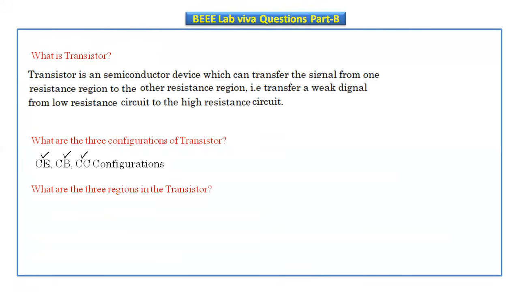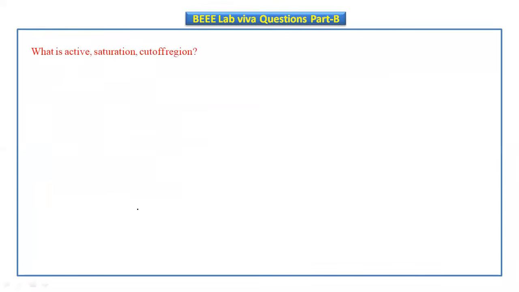What are the three regions in the transistor? The transistor has three regions. The first one is the active region, the second one is the saturation region, and the third one is the cutoff region. These are the three regions we have in the transistor output characteristics.